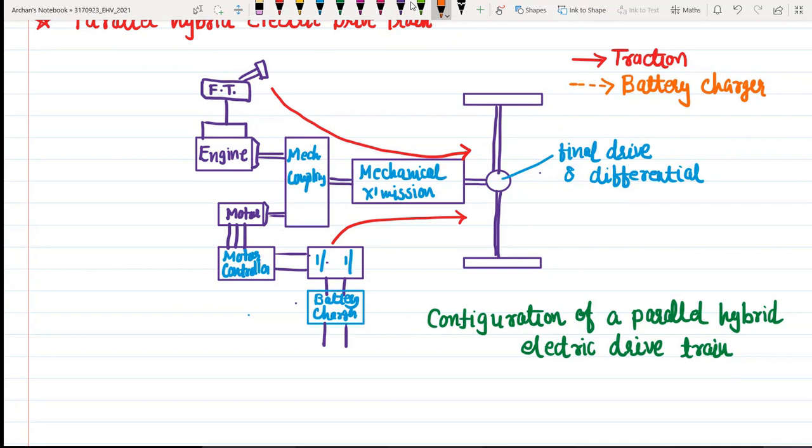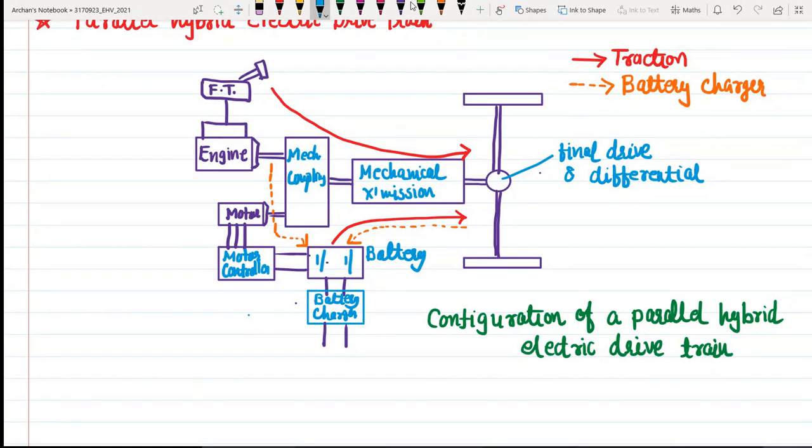So there are two ways in which you can charge a battery. The first one is we will charge the battery from the power which is developed by the IC engine, right? So this will be the first flow of power. Second, while braking, we will be able to charge the battery. Okay. So these are the two different things, right? So this is my source, which is nothing but electrochemical batteries, right? So this is the configuration of parallel hybrid electric vehicle.